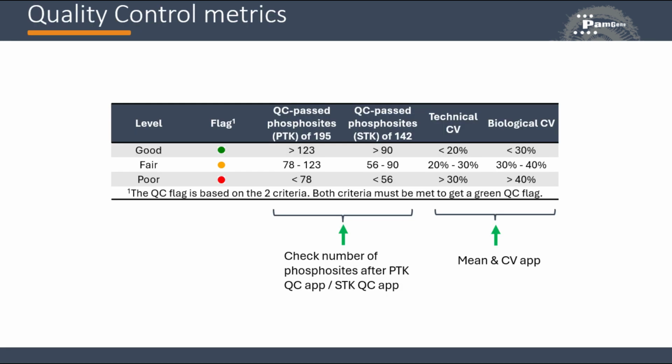Finally, let's summarize the two different QC metrics we have talked about. First, using the mean and CV app, we assess the variation of the peptides. Second, using the QC app, we excluded peptides which were not present. Based on this, we can give flags to the data. The data quality can either be good, fair, or poor. You can see the thresholds for the number of peptides passing the PTK or SDK QC and the CV for technical or biological replicates. These quality flags serve to assess the reliability of the data.